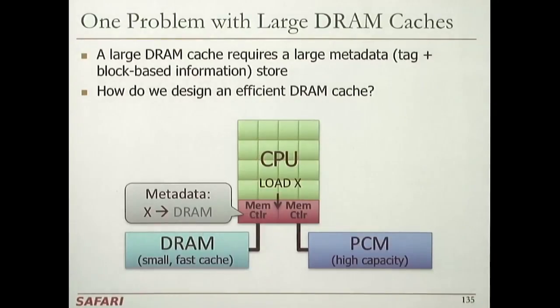When you get a load, you need to access that metadata somehow, and the metadata tells you the data is in DRAM or the data is not in DRAM. If the data is in DRAM, then you access DRAM. Otherwise, you need to access phase change memory. OK, so where do you actually store this tag information?